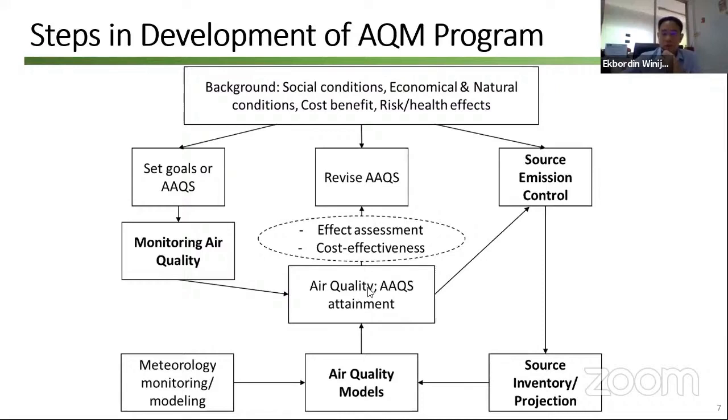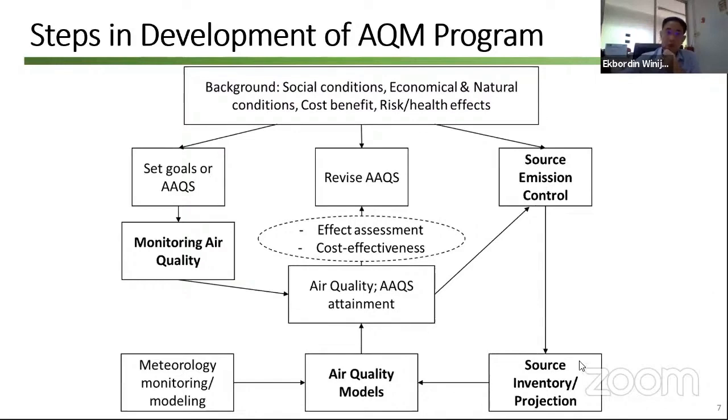And also, in this case, if the monitoring data tell us that right now the ambient air quality is not attained, is not past the regulation, or is not past the ambient air quality standard, we need to think about the source emission control. How can we reduce emission from different sources in the area? And we can do that by doing the emission inventory.